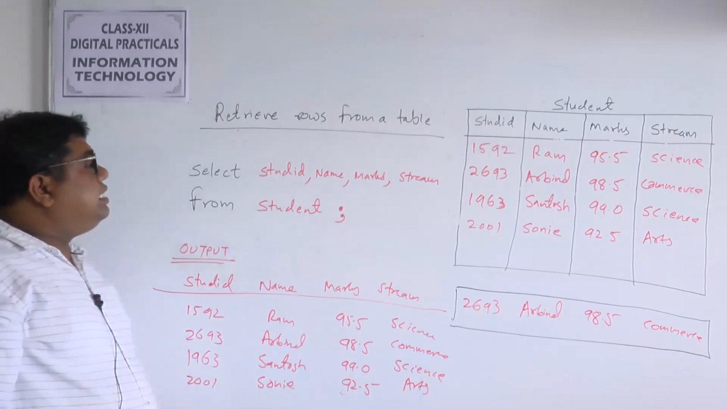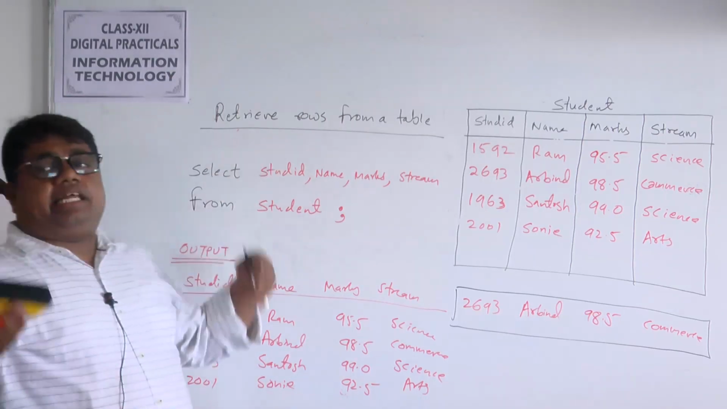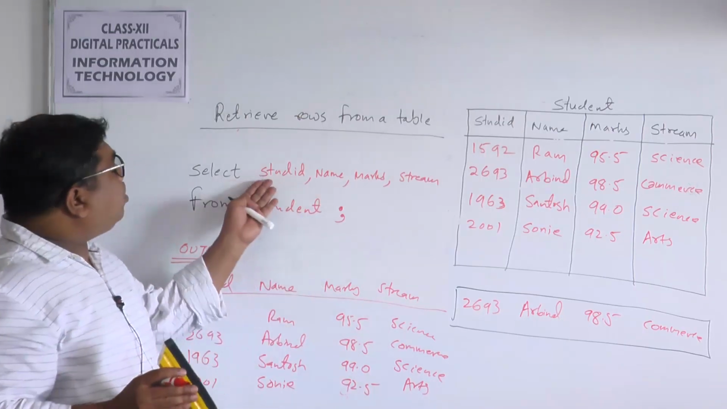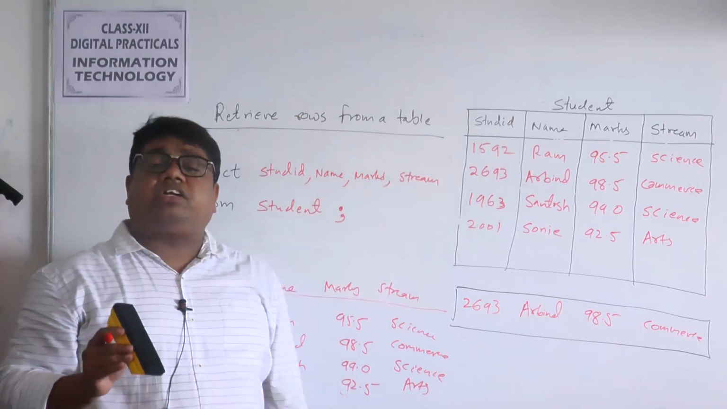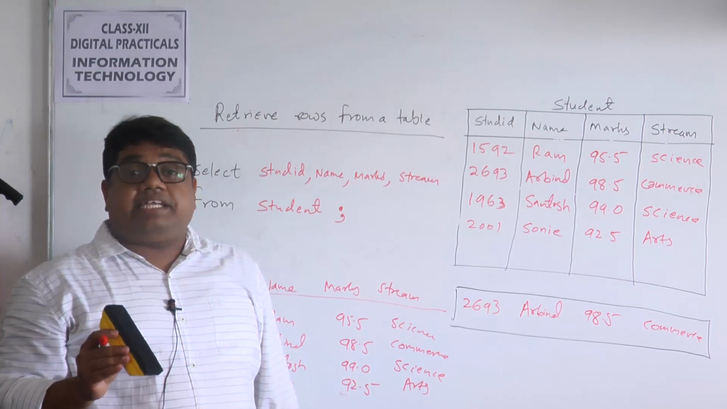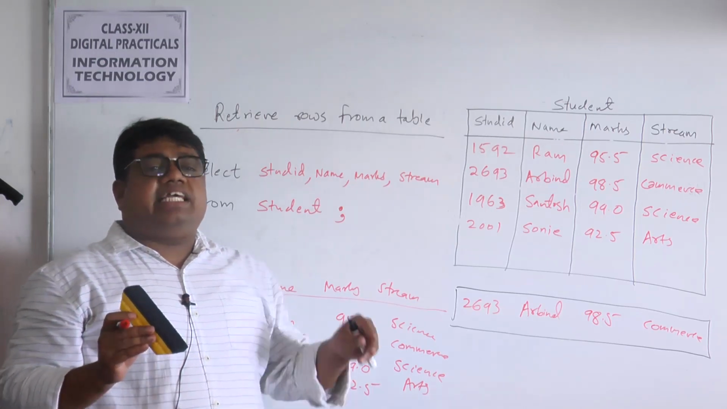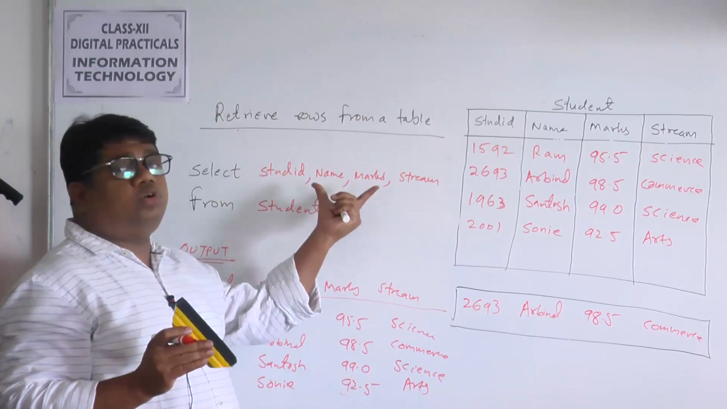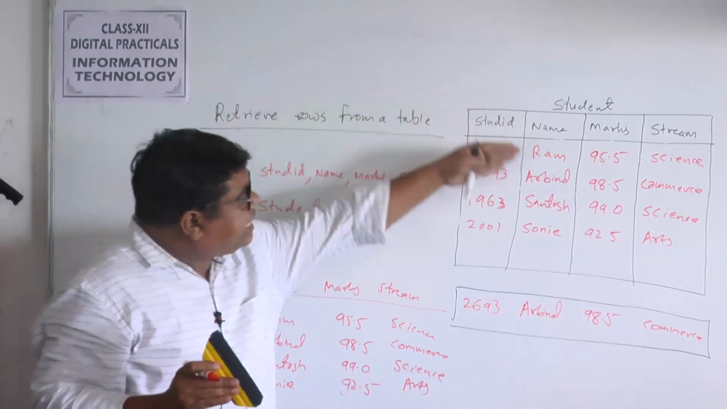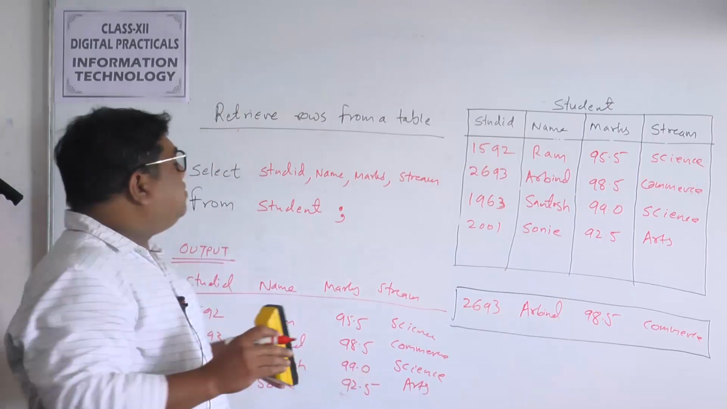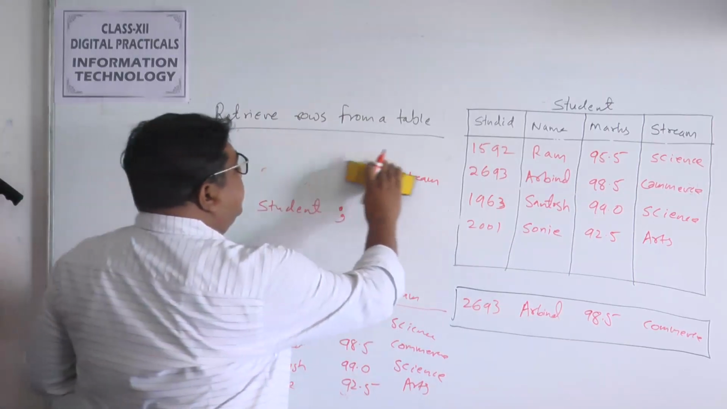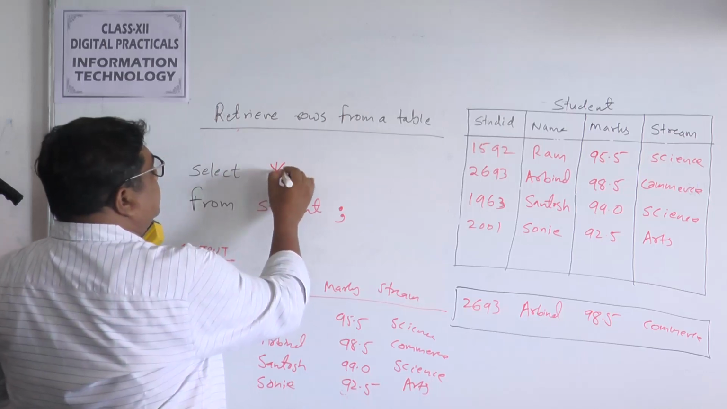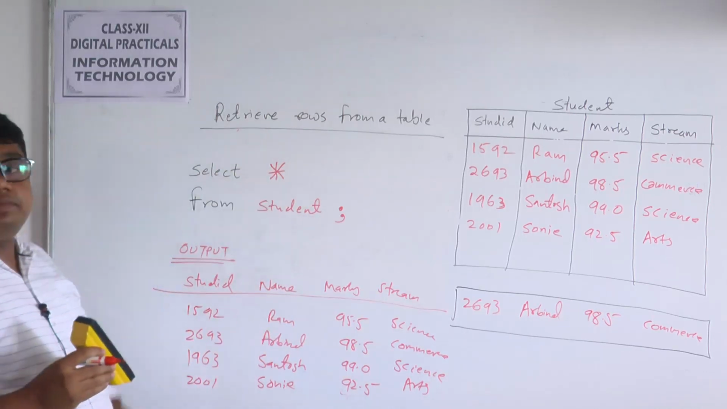Now suppose I have a table with some 200 columns. Then we would have to write all 200 column headings here. It will take time. So there is a replacement to retrieve all the information of the table. We can replace the column list with an asterisk sign. I am going to add an asterisk sign.